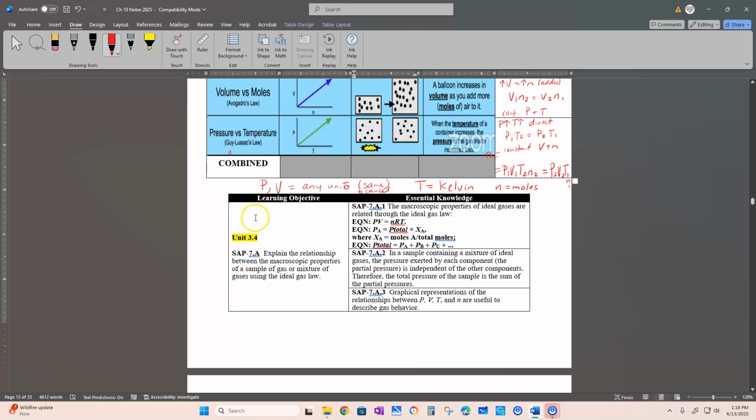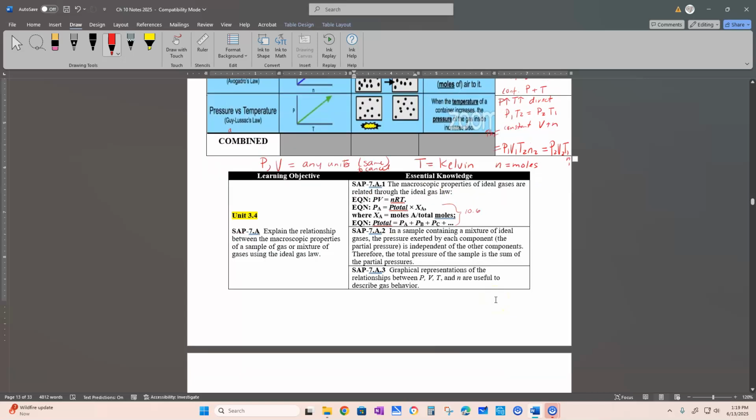Okay, so take a minute, read Learning Objective 3.4 and see the skills that AP says you should master. There are some unique equations coming in here. These equations right here, these last 3 lines, you'll see these more when we get to 10.6. So this part right here, I believe is coming in 10.6 when it has to do with partial pressure, okay? So take a minute, read, annotate, and highlight.